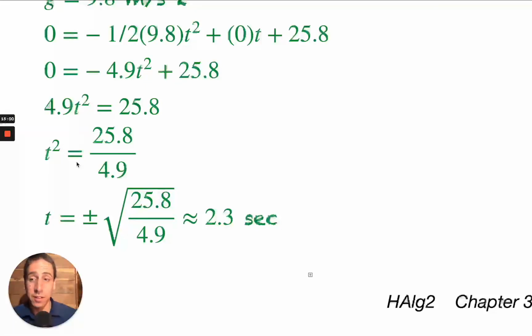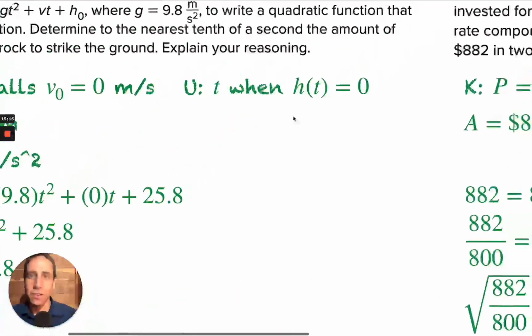But there's this physics problem. Technically, if you wanted to, you could start at the very bottom. No, I'm not gonna talk about that. I'm just gonna say that the negative value doesn't really make a whole lot of sense, but the positive value does. So in the context of this word problem, you can just say it's 2.3 seconds, rounding to the nearest tenth of a second.